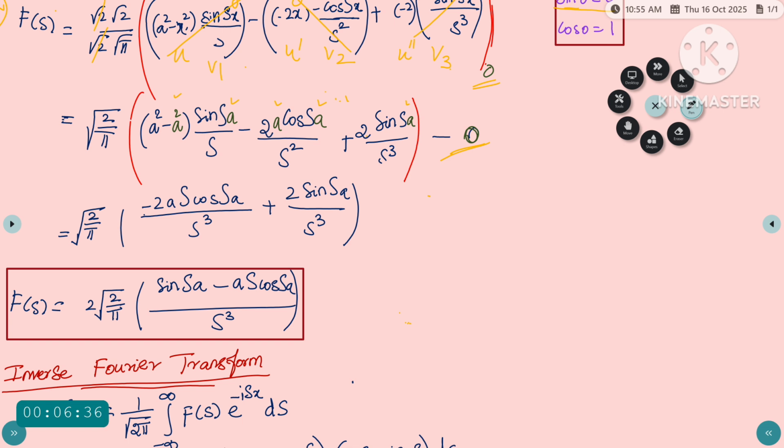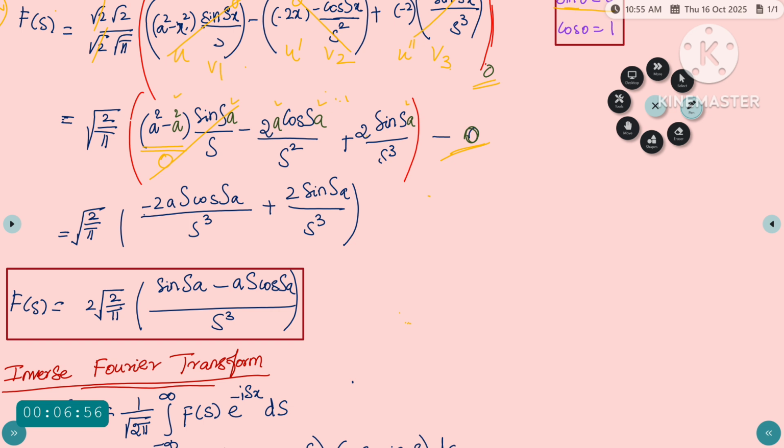In our upper limit, there are three terms. What is the first term? In our first term, there is a term a square minus a square. What is the value of a square minus a square? A square minus a square is 0. 0 into anything is 0. So the first term of the upper limit is also equal to 0. Finally, we have only two terms.